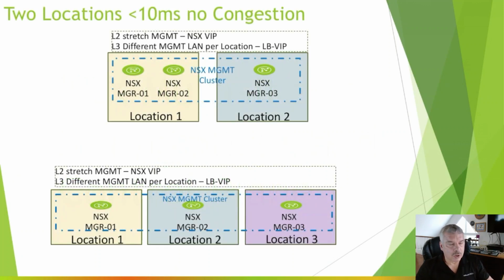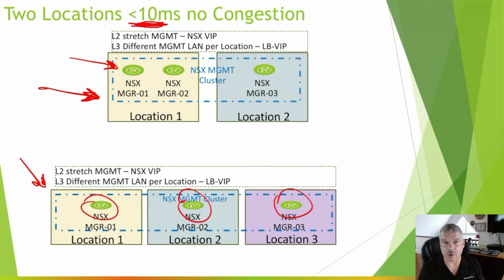All right, so one of the things I mentioned before, our deciding factors, is the latency between sites. So one of them, if you're less than 10 milliseconds, that gives you certain options. So for example, I've got this one up here at the top, I've got 2 locations, and I have my management cluster stretched across those 2 locations. That's the NSX management cluster. Or if I got 3 locations, again, as long as I'm within that less than 10 milliseconds, I can put a manager at each location if I want to, right?